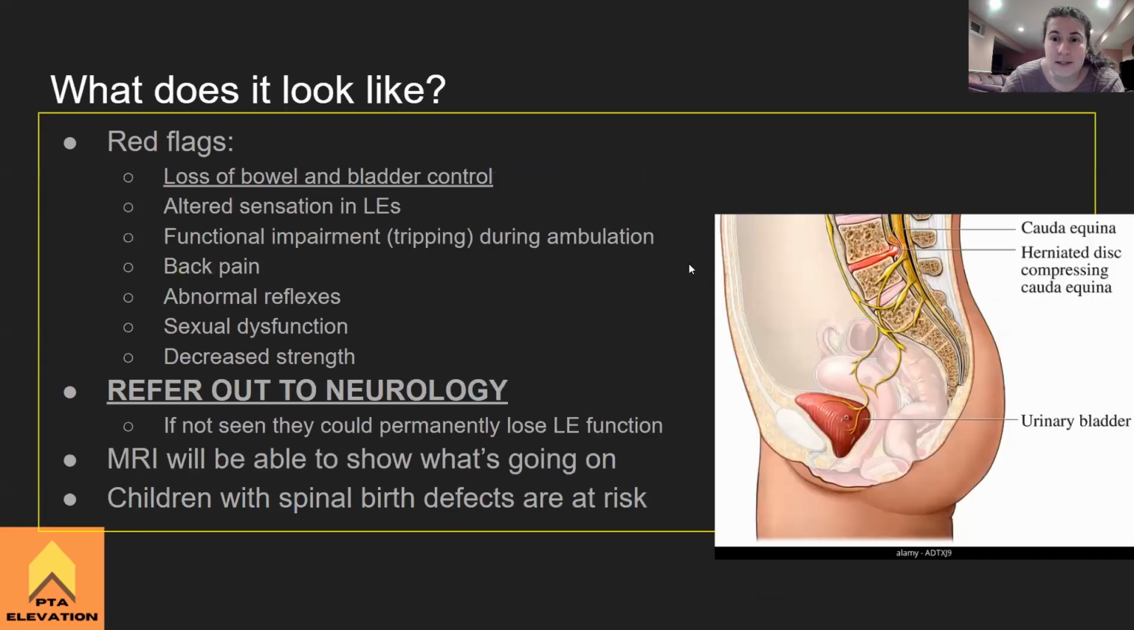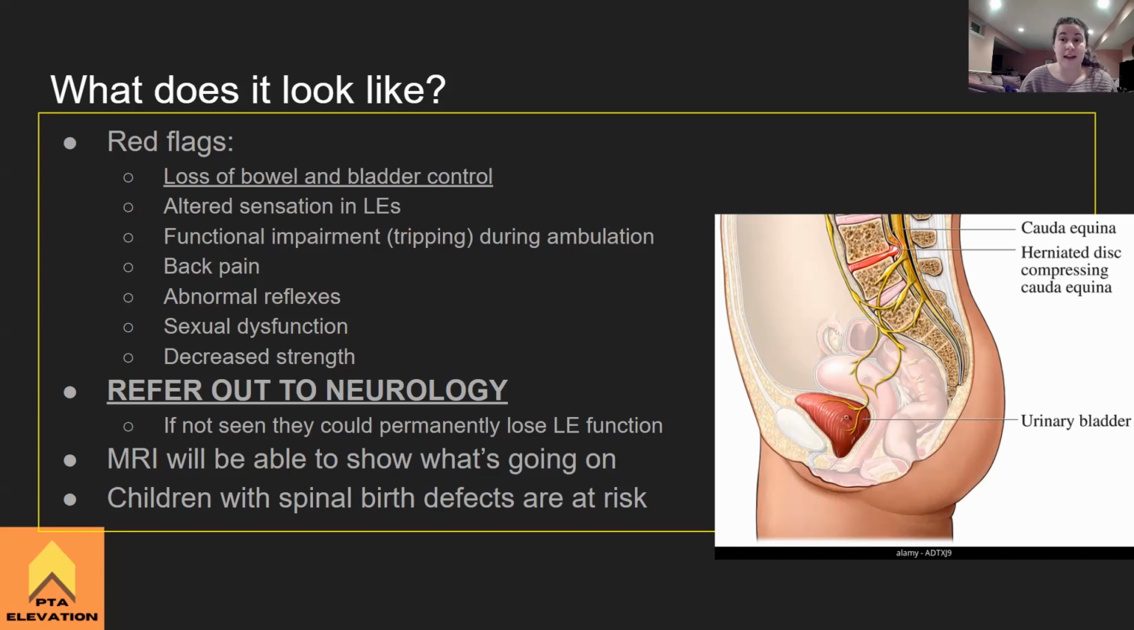So what does it look like? I am not sure why this is this color, but this is going to be showing you the big red flags. So the biggest red flag that you're going to see when it comes to Cauda Equina Syndrome, you could have different losses of sensation that could be explained by diabetes or something like that. But the biggest thing that's going to show a differential diagnosis when it comes to Cauda Equina Syndrome is the patient's going to start to lose control of their bowel and bladder.